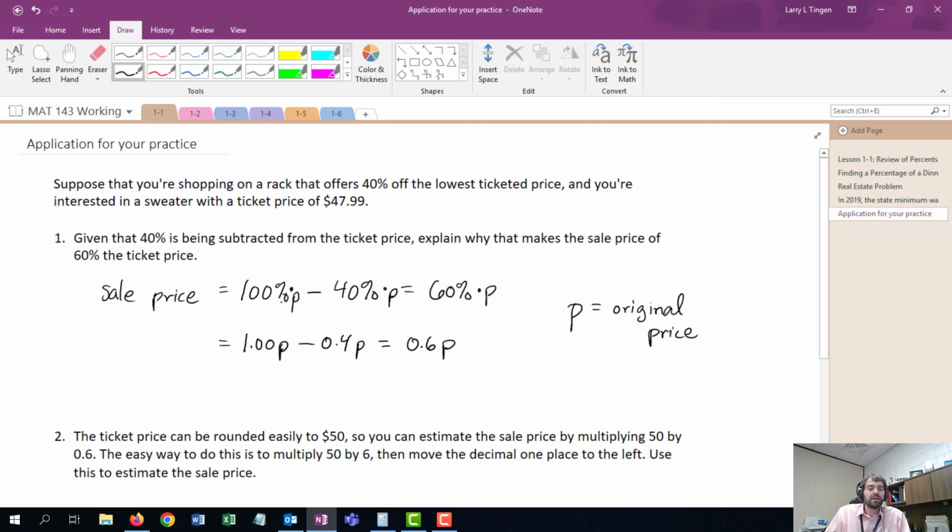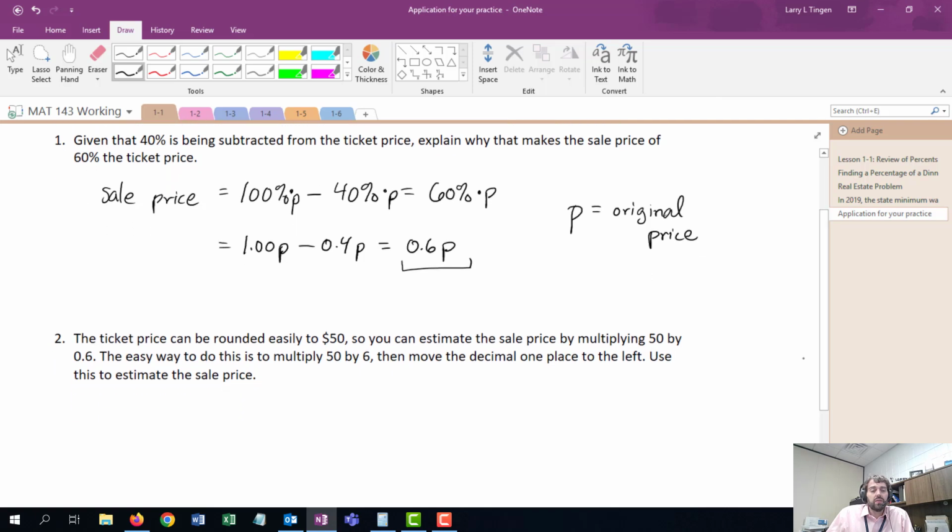So I can either find the 40% discount and subtract it from the original price to get the sale price, or I can just start at the end and say, well, if it's 40% off, then that means the sale price is going to be 60% of the original price. So I've done it both ways. So we'll follow along that math.